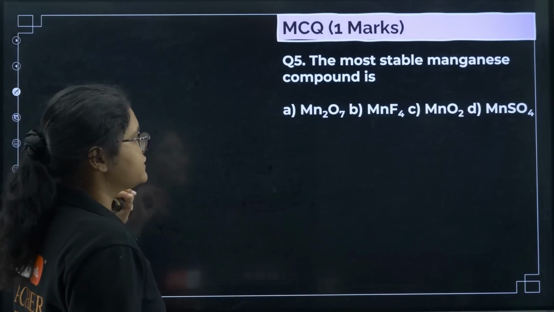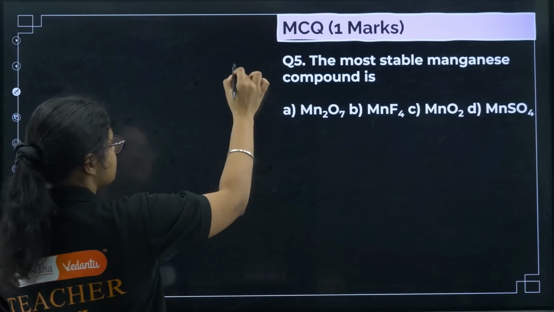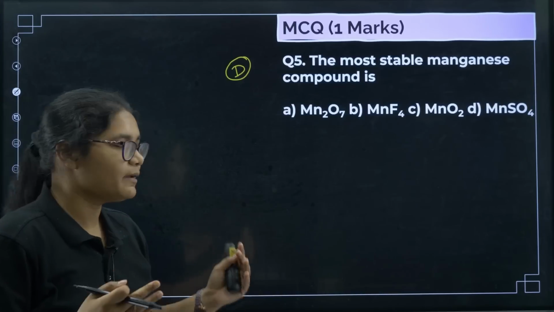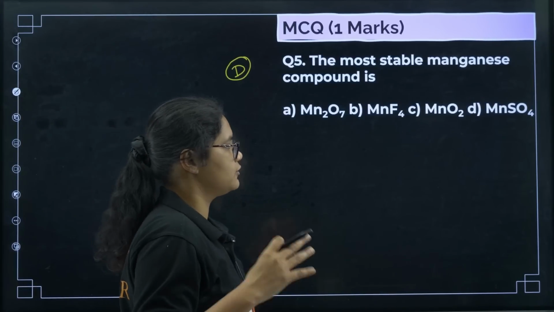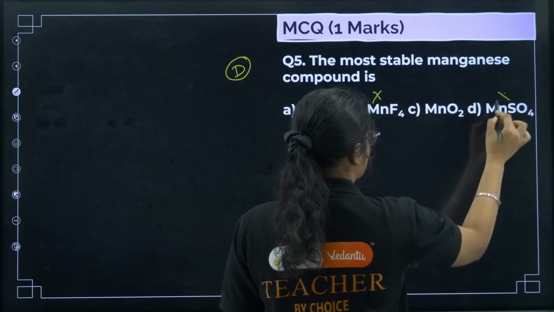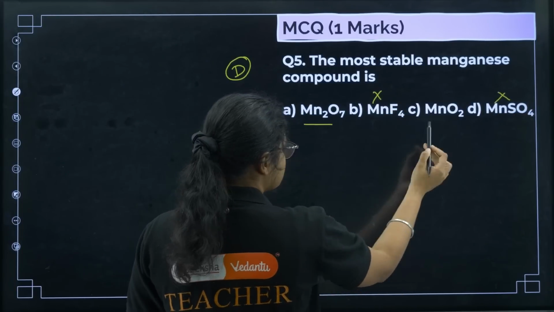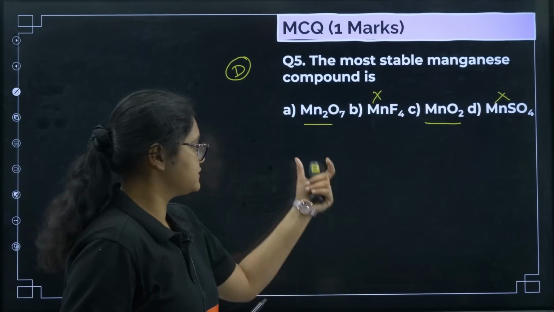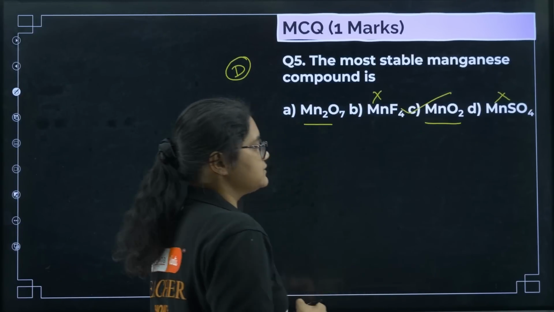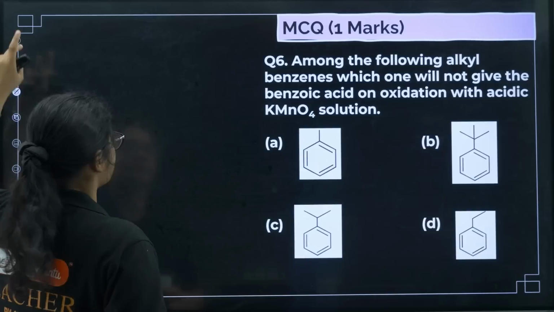Okay, the most stable manganese compound. This one I can say is a difficult question because you need to read the NCERT book line by line to answer it. First of all, we know that oxides are very stable, so we can eliminate this one and this one. Now coming to Mn2O7 and MnO2, this is a larger compound, this is a smaller compound, so definitely MnO2 is more stable. This was a difficult question.